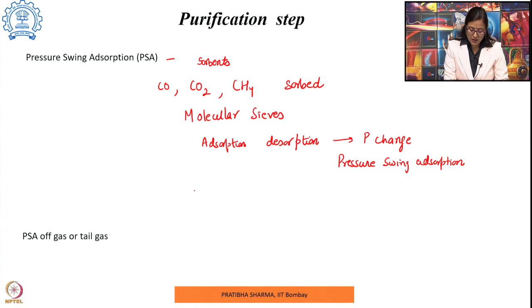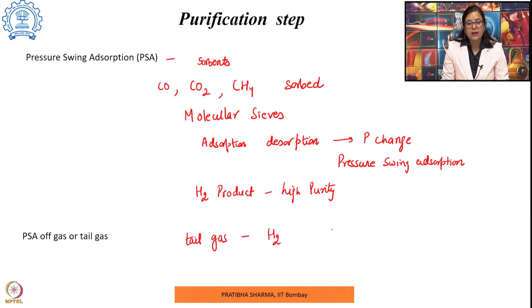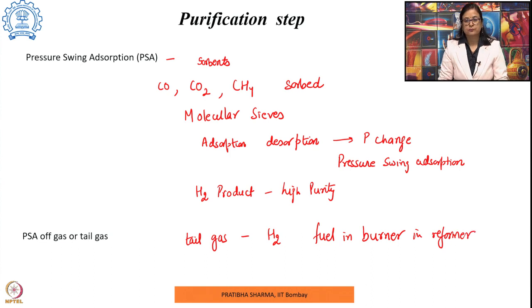After the hydrogen product is obtained, which is of high purity, the remaining off gas or tail gas itself has a certain amount of hydrogen and it has a calorific value, so this off gas or tail gas from the pressure swing adsorption can be used as a fuel in the burner in the reformer. So this is about the purification step, the last step in the steam methane reforming.